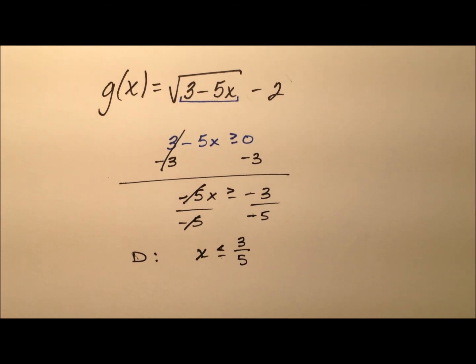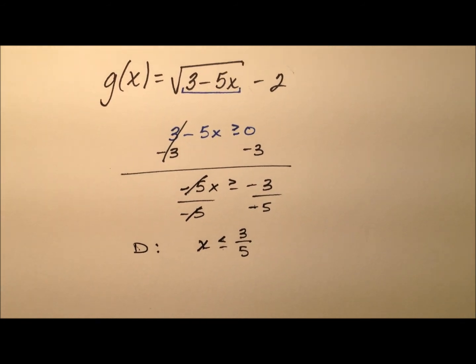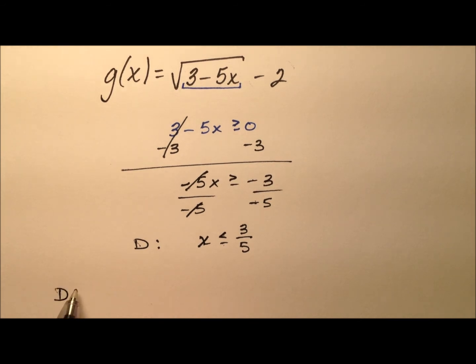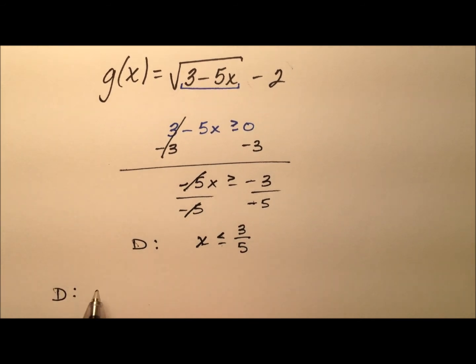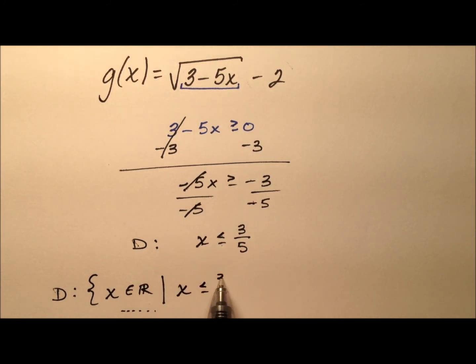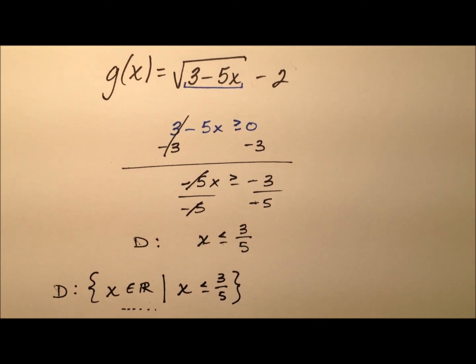So let's go ahead and write this a couple of ways. So we'll start by writing it in set builder notation. So we'll say it's the set of all x's. And you could include here that x must be a real number, but this part's kind of optional, such that x is less than or equal to 3/5. Okay, so that'll be set builder notation.